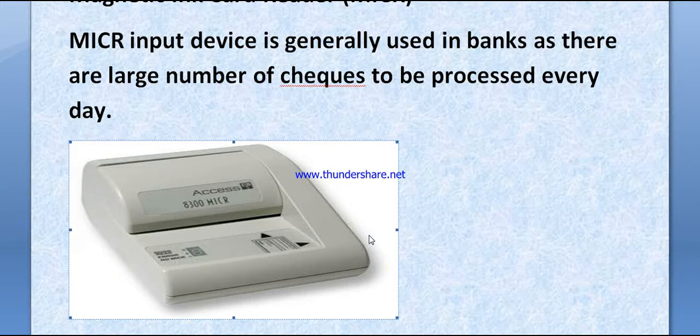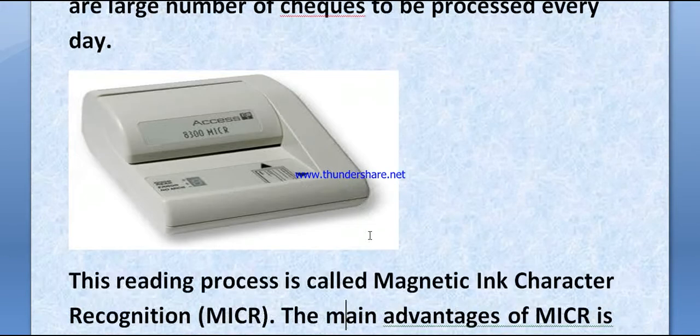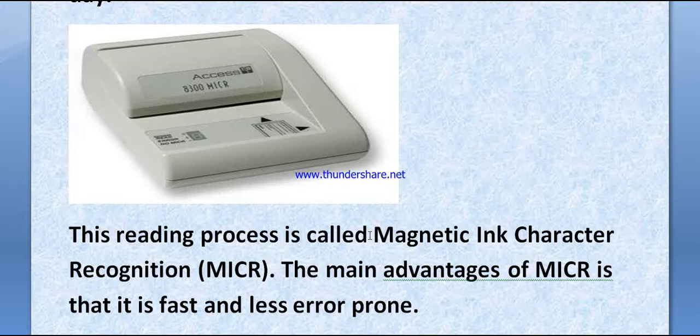MICR, magnetic ink character recognition. MICR is mainly used to process bank checks, the number on the check has a particular shape of MICR and is noted down. The reading process is called magnetic ink character recognition. The main advantage of MICR is that it is fast and less error prone.